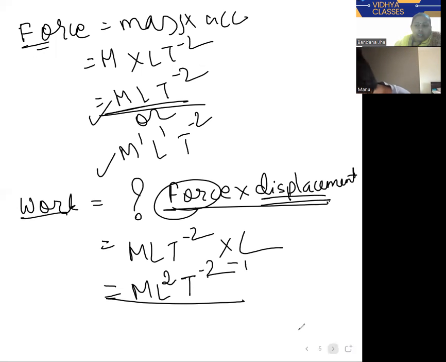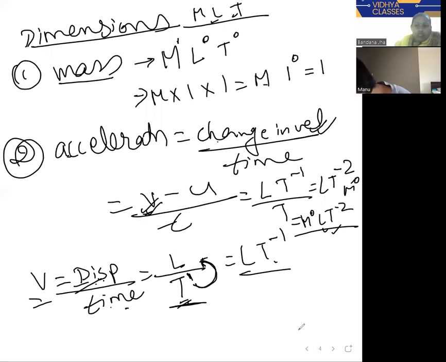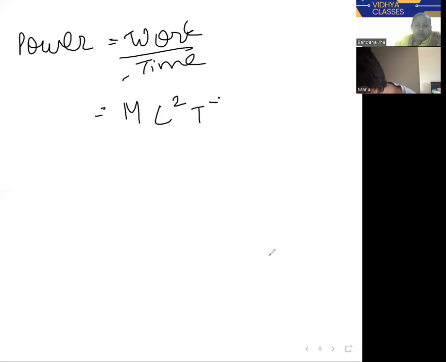Okay. Got it. Here also, then it will be how much? ML2, wait 1 second. Yeah, so it will be negative 3. Good. Understood how to find it out? Yes. Now it's much more clear.